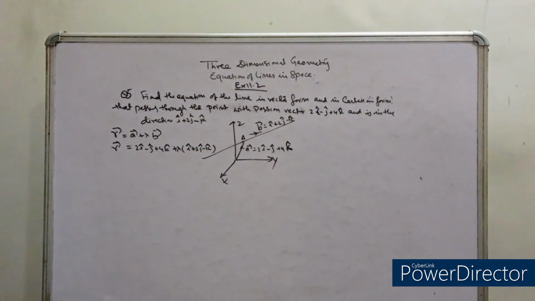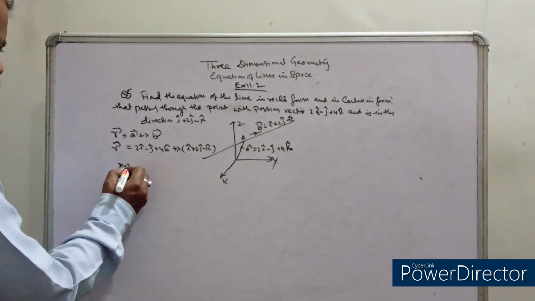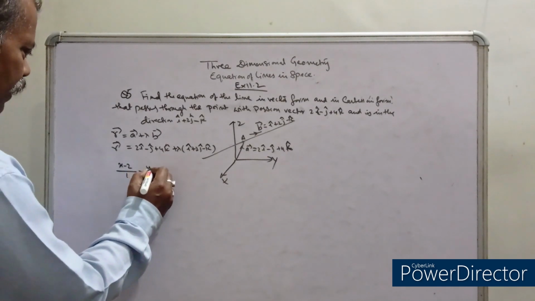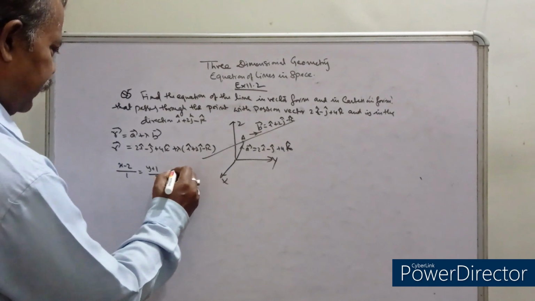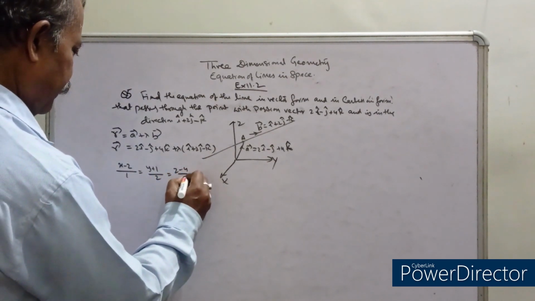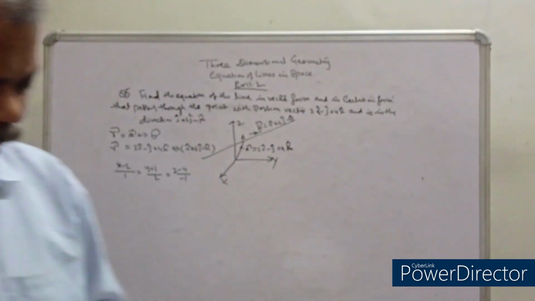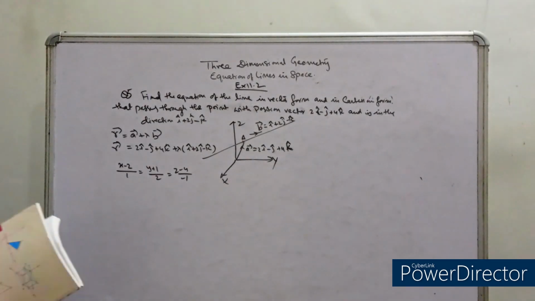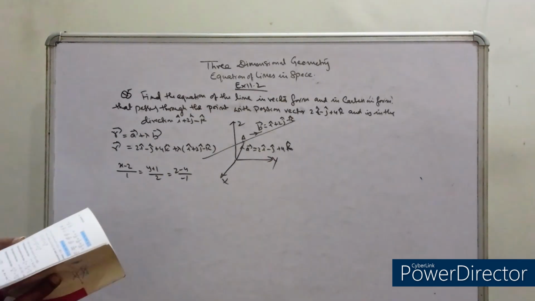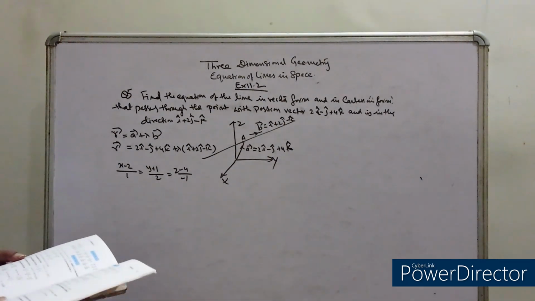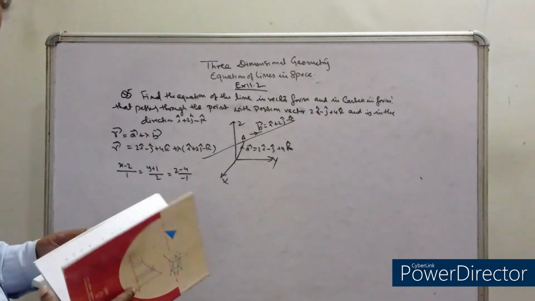And if you have to find it in Cartesian form, it will be (x minus 2) by 1 equals (y minus 1 plus 1) by 2 equals (z minus 4) by minus 1. This is the Cartesian form. Now let me check the answer. Question number 5, exercise 11.2. Both are correct. So this is all.